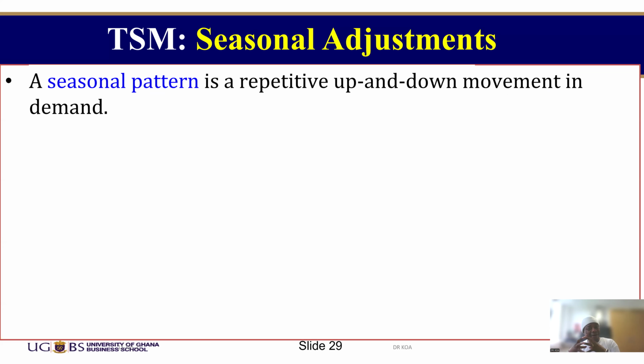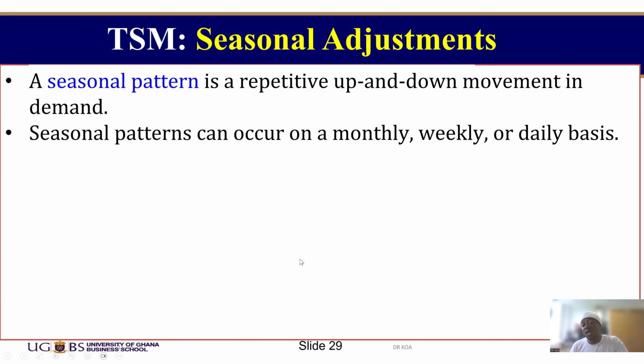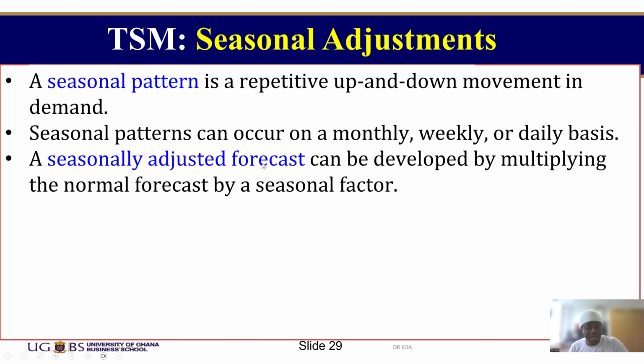A seasonal pattern is a repetitive up and down movement in demand. Repetitive, so in subsequent periods it will continue. Now, the patterns can occur daily, weekly, monthly. For example, every day at a particular time people are eating breakfast or lunch. Sometimes every week you also have something like a lecture at a particular time. So these are patterns.